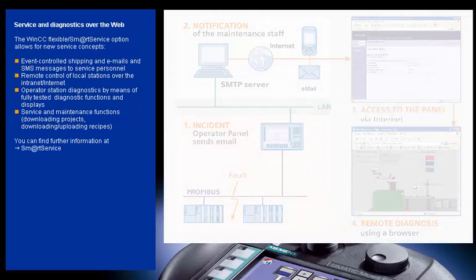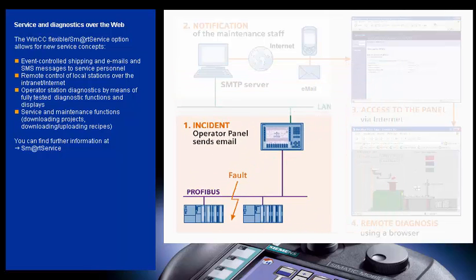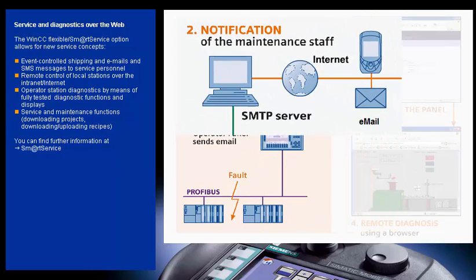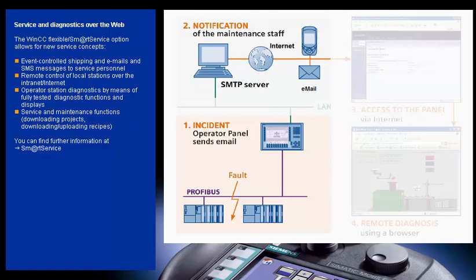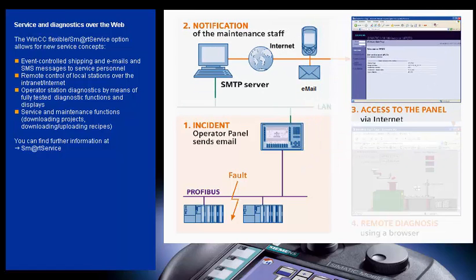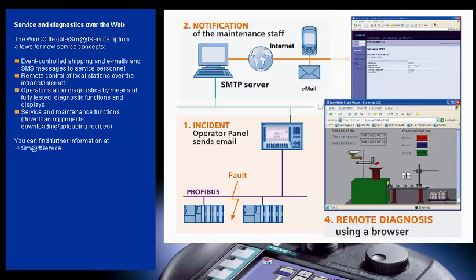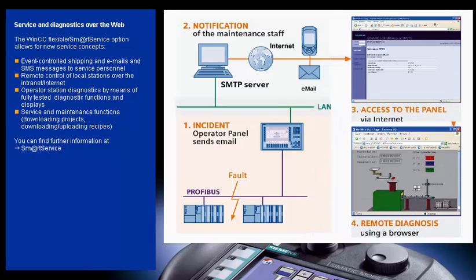You can use the WinCC Flexible Smart Service option for diagnosing, servicing, and remote control of local operator stations over the Internet. A typical service call: the local station informs service personnel per email or SMS. The specialist then dials into the station over the Internet and diagnoses the status of the local operator station. A series of standard diagnostic functions, as well as remote control options, are available for this purpose.